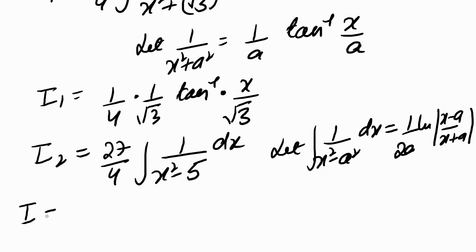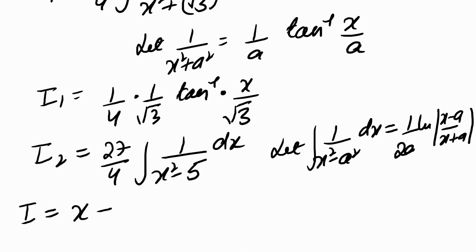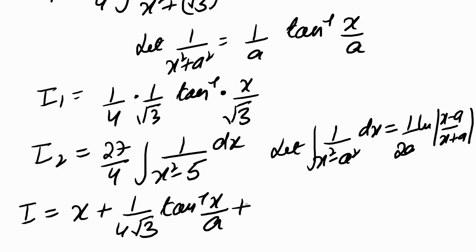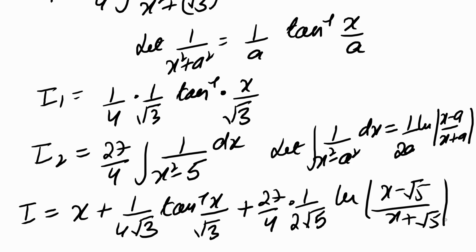So the whole integration I is equal to, first integration, this will become x, then the second part was 1 upon 4 root 3 tan inverse x upon a, and the last part would be 1 upon 2a. 2a will be, we have 27 upon, not a, x upon under root 3, and the last part would be 27 upon 4, and then it will be 1 upon 2 root 5, and it will be log, or ln, we can write ln of x minus root 5 upon x plus root 5 plus c.